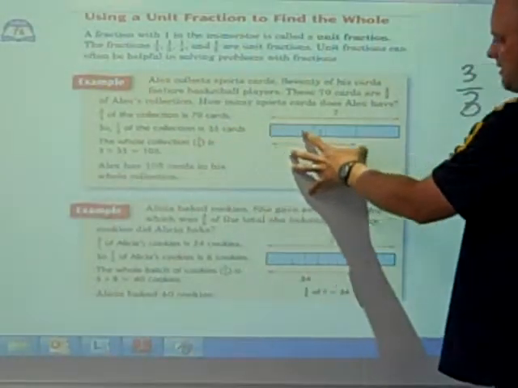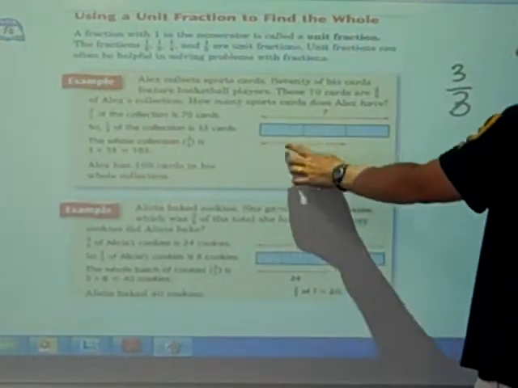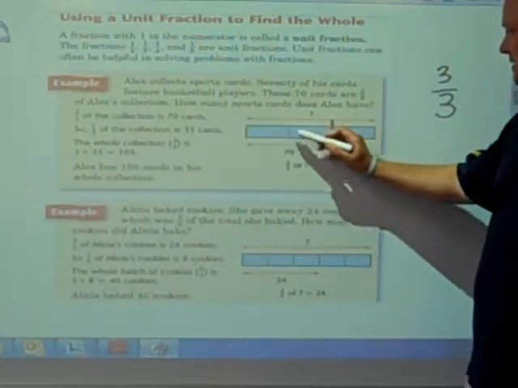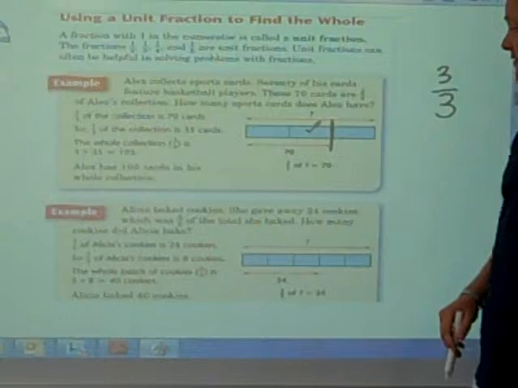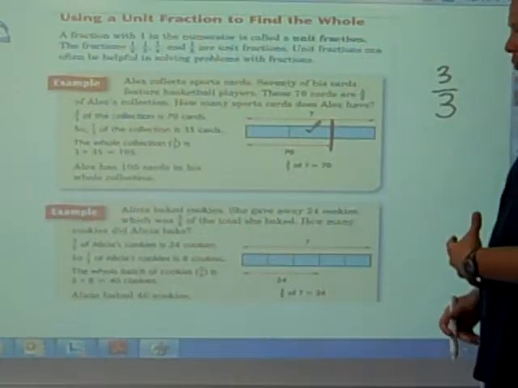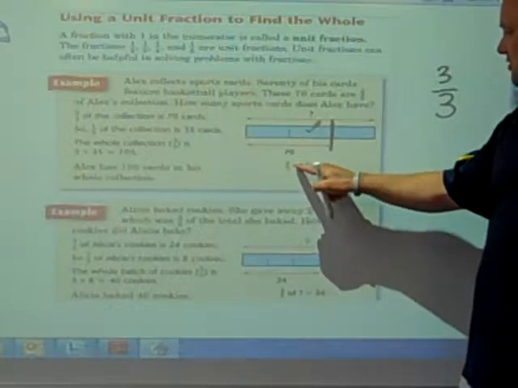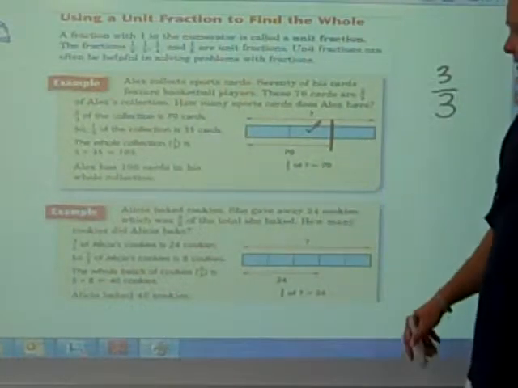So as you look at this, the visual that they gave us here, we know the 2/3. That's 70. These two boxes together make up 70. We're missing this one right here. So what is the whole? Now in order to do this, you would have to do 2/3 of what is going to be 70.